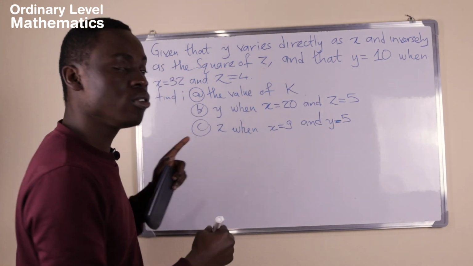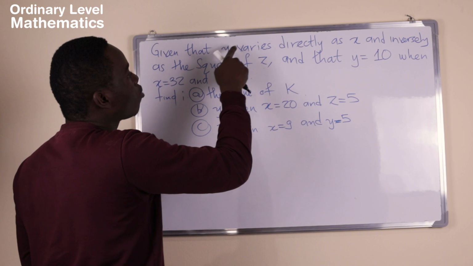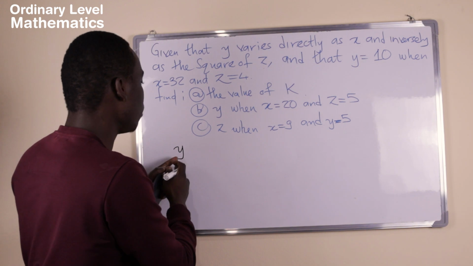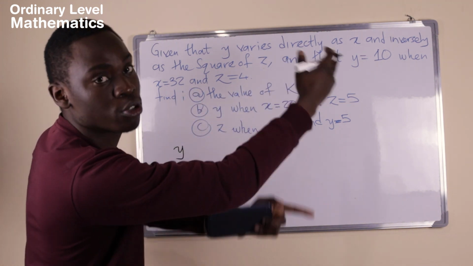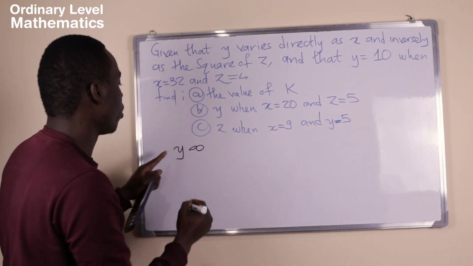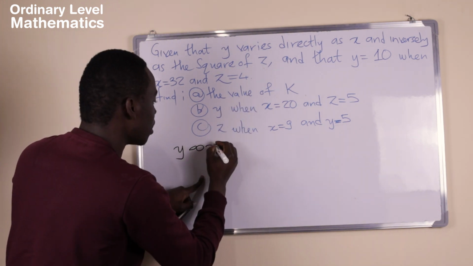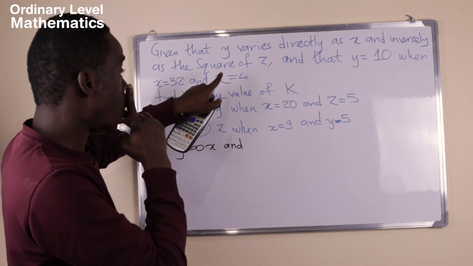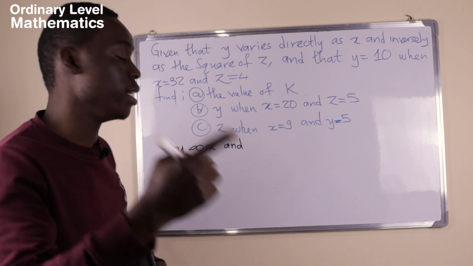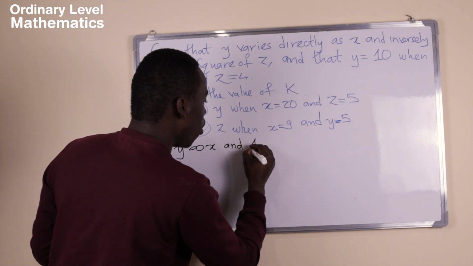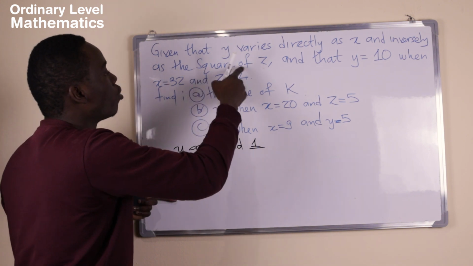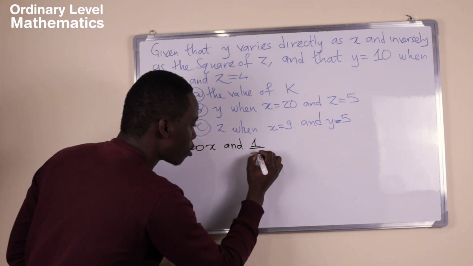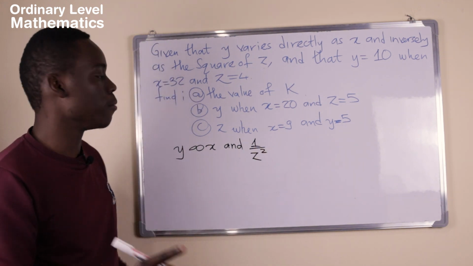So in our case here, we're going to follow the instruction, which is that y varies directly. In other words, y is proportional to x. We're going to use this symbol here. So y is proportional to x, and at the same time inversely proportional to the square of z. Inversely means it's 1 over what you've been told, which is the square of z. Be very careful here: the square of z, not the square root, the square of z.